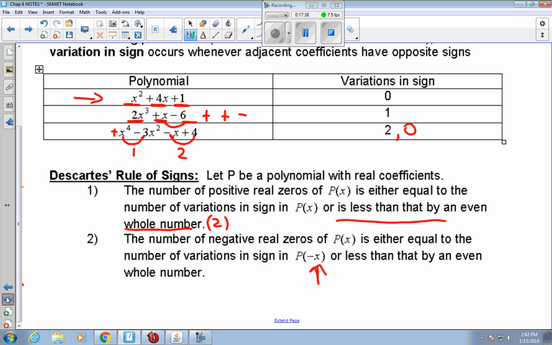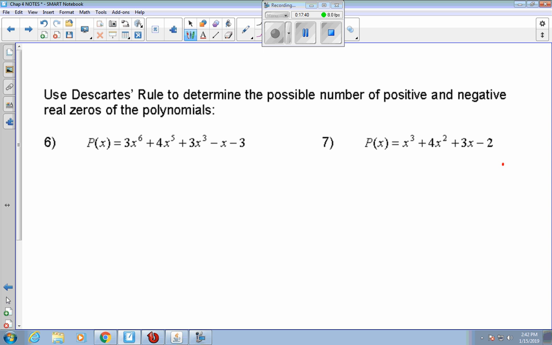So, good old Descartes. Here we go. He is a good guy.